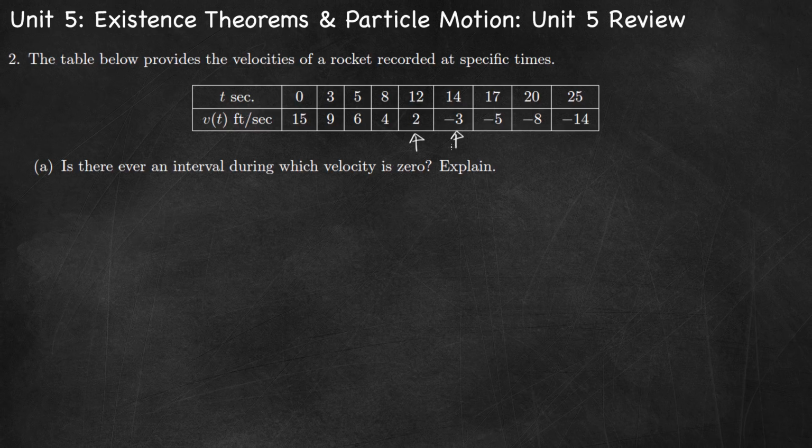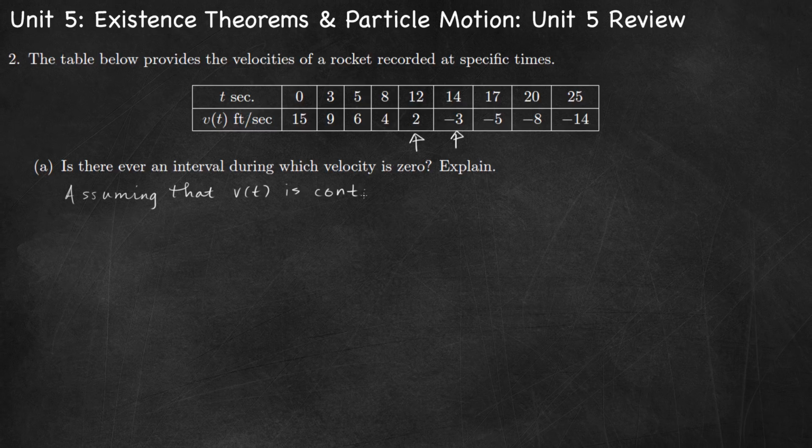Okay, so is this function continuous? Well, it's not given in the problem. It doesn't tell us that this is a continuous function, and we only have certain values of t in our table. So for all we know, at t equals 13, there might be a discontinuity. So we don't know. So I'm going to say, assuming that v of t is continuous, because if we don't assume that, then we really don't know. The velocity might equal 0, it might not.